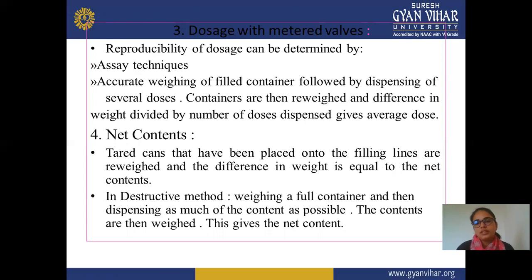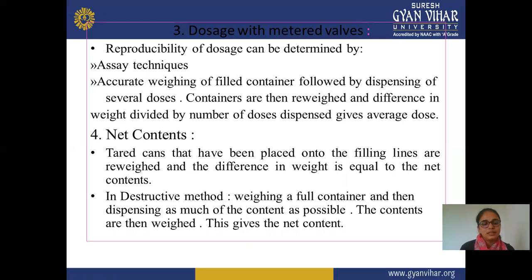Next is accurate weighing of a filled content followed by dispensing of several doses. There may be chances that some error occurs, or your aerosol shows dispensing of different doses, some more and some less. So in this, we are just confirming that it is uniform and according to the requirement or not. Next, the container is weighed weekly, and the difference in the weight divided by the number of doses dispensed gives the average weight. In this test, you expel out the material, weigh it, reweigh your container, and check that the specific amount or average dose is present or not.